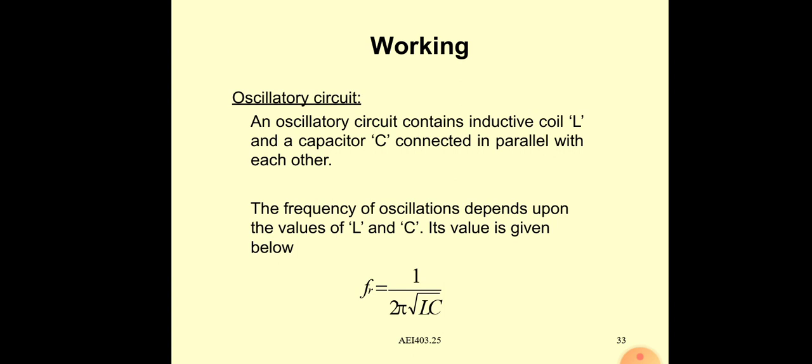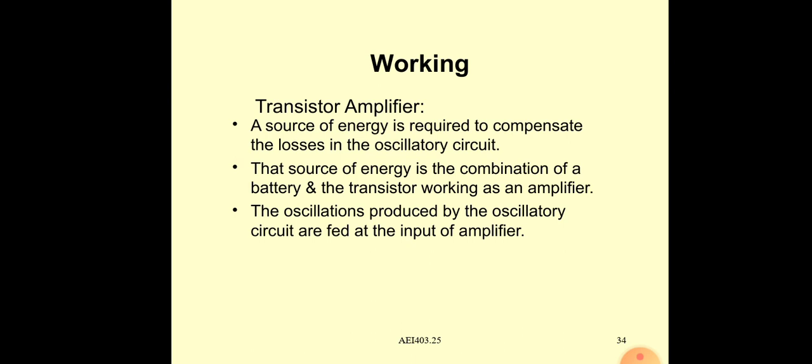Oscillatory circuit, working of the oscillatory circuit. An oscillator circuit contains an inductive coil L and a capacitor C connected in parallel with each other. The frequency of oscillations depends on the values of L and C. Its value is given below, meaning the resonant frequency based on the L and C components. Okay, so Fr is equal to 1 by 2 pi root LC.